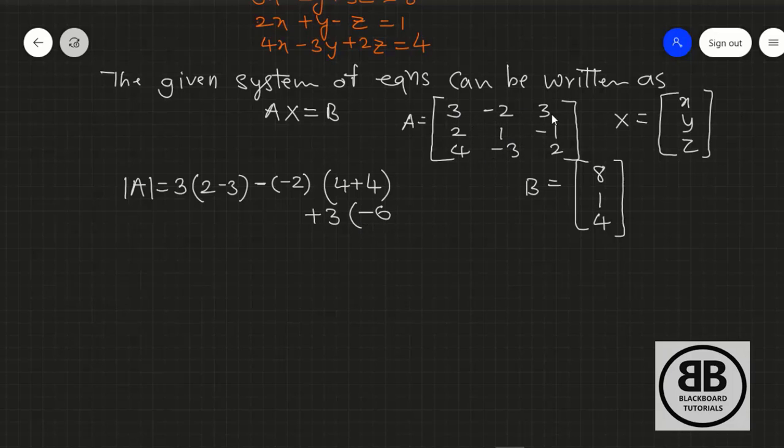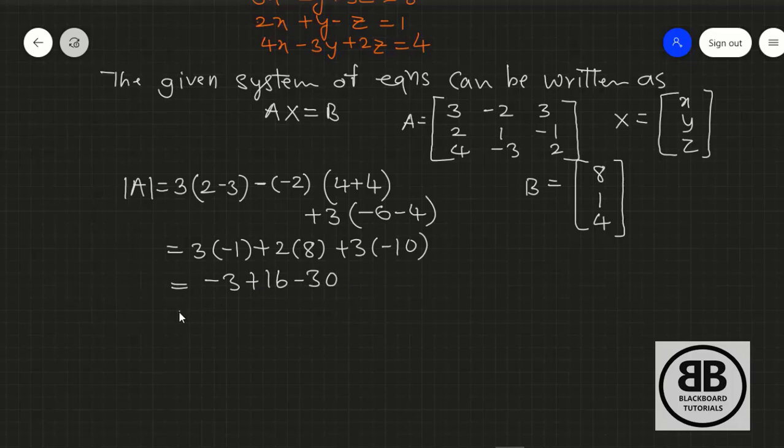Delete first row and third column and take determinant of remaining elements. So this will be minus 6 minus 4. So the determinant will be 3 into minus 1 plus 2 into 8 plus 3 into minus 10. So this will give us minus 3 plus 16 minus 30, which is equal to minus 17.